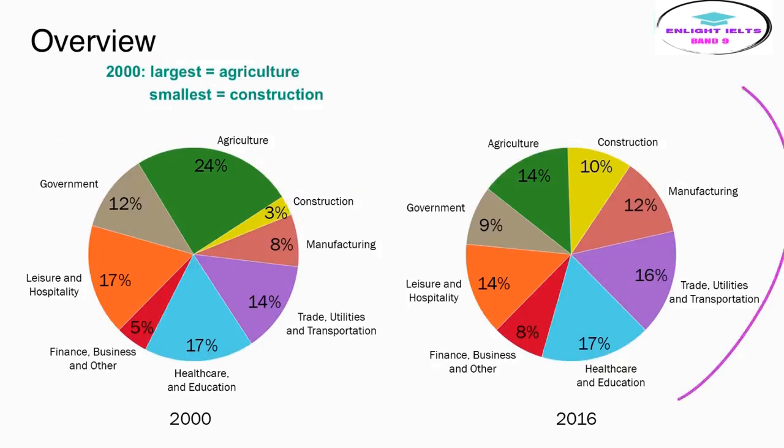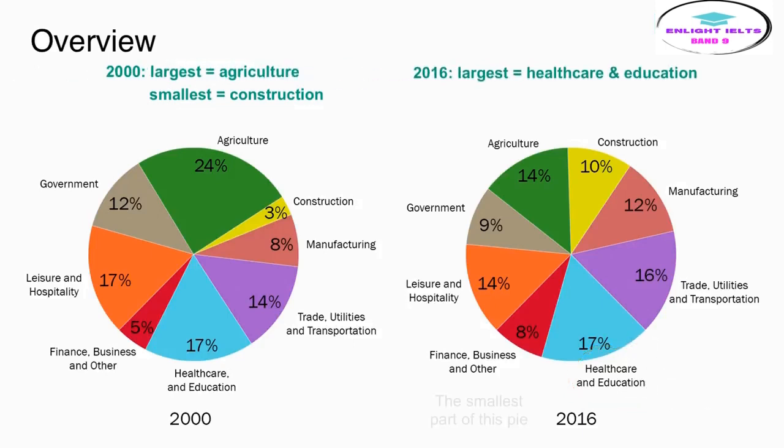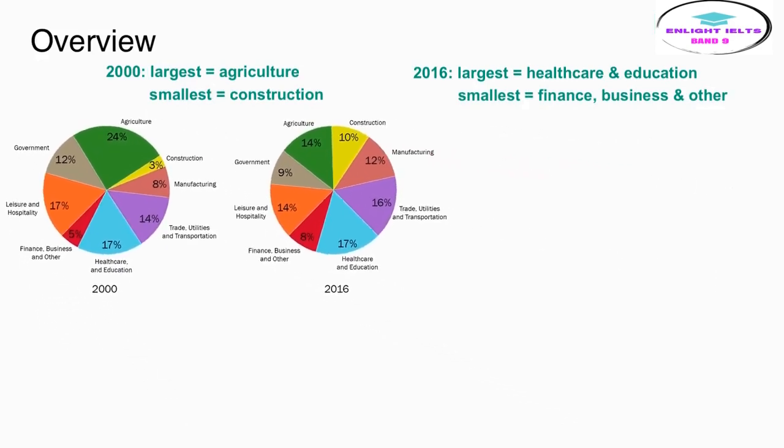And our second pie chart shows the year 2016. We can see that the largest part of this pie is healthcare and education, and the smallest part is finance, business and other services. Now let's make an overview with these key features.